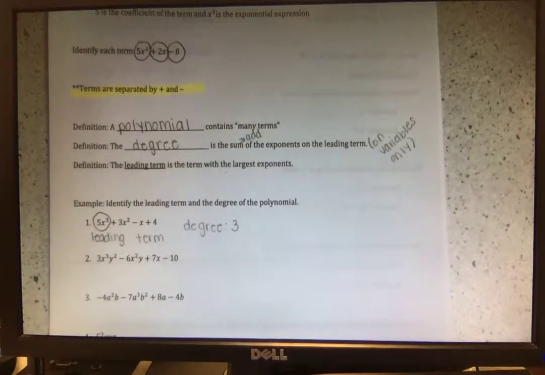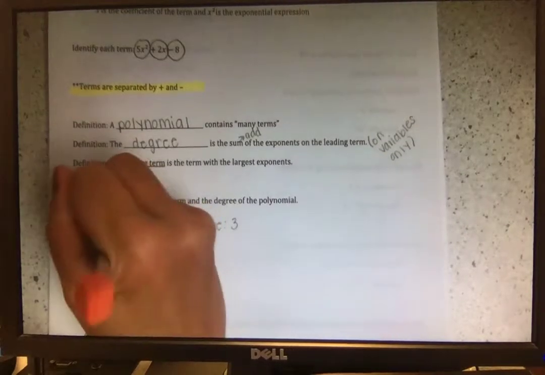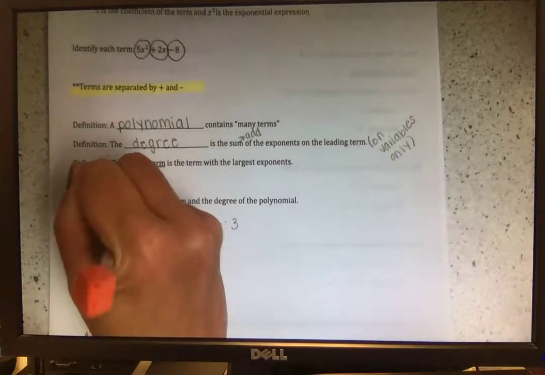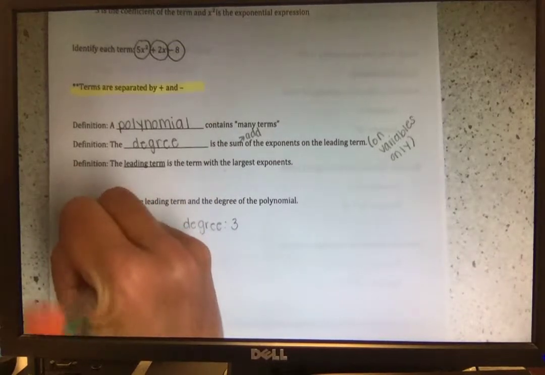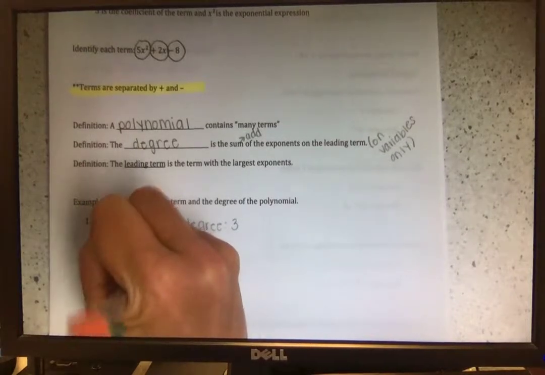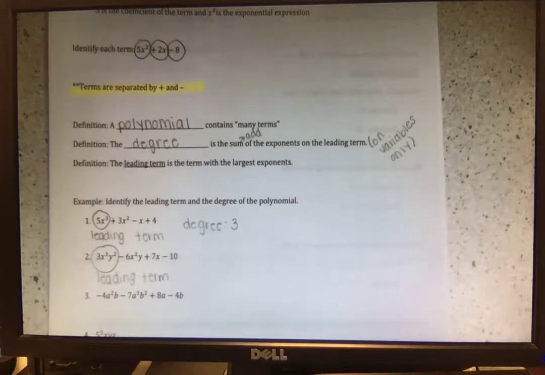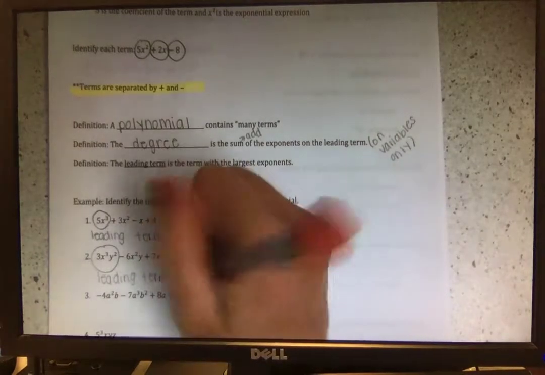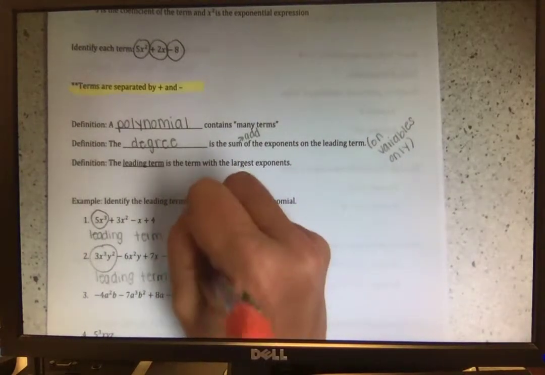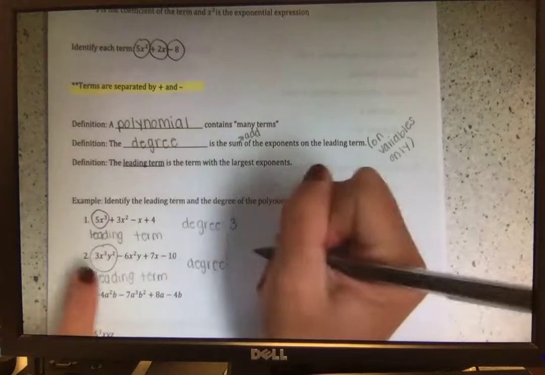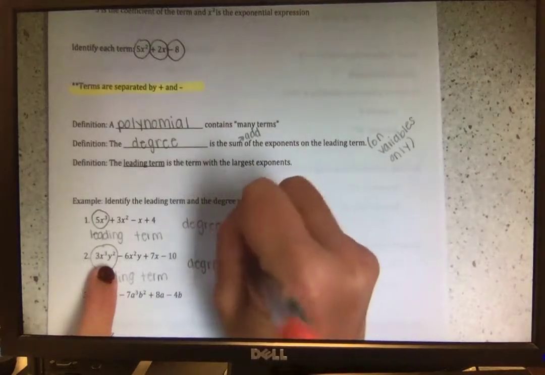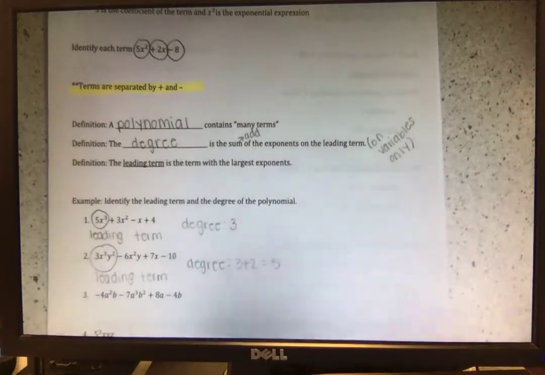Next, example 2, 3x cubed y squared minus 6x squared y plus 7x minus 10. So this first term of 3x cubed y squared is the term with the largest exponents. So that is going to be our leading term. Our degree for that leading term, the sum of the exponents. Our exponents are 3 and 2, so adding those up, our degree will be 5.